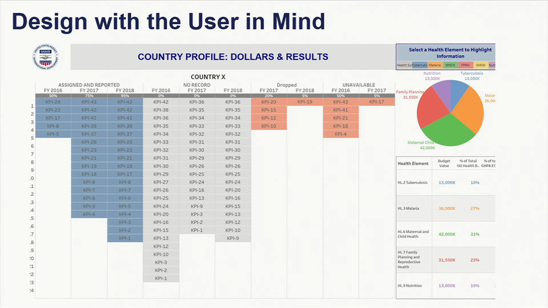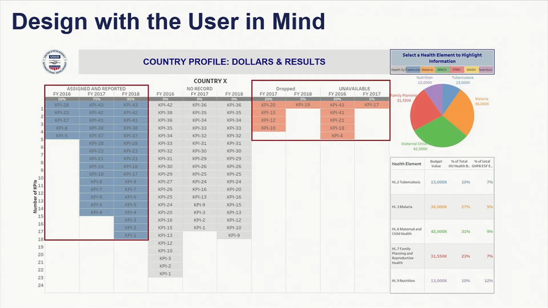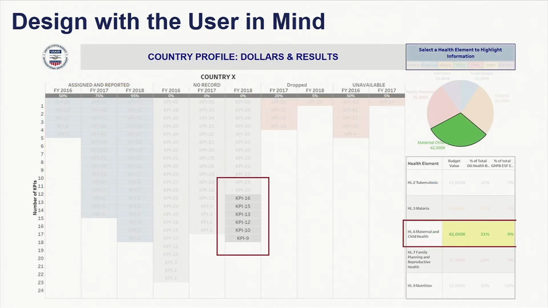And so what we were able to do is look across time and see that, for example, in this country, the reporting percentages in blue on key performance indicators were actually going up. They went up from 50% in 2016 to almost 100% in 2018. But toward the right, you can see in red that they started dropping indicators, that they said, we are not going to report on these metrics anymore. And so what we couldn't see before is that when we highlighted a part of their budget for maternal child health, which is about $40 million, they had no metrics.